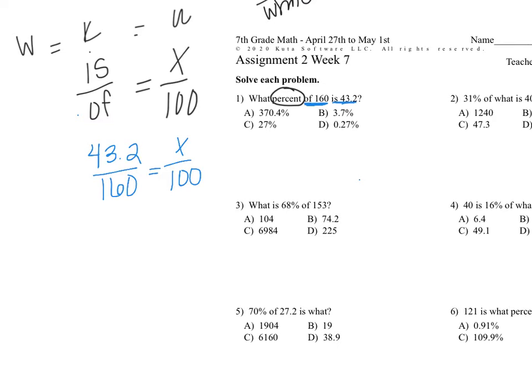And just like assignment 1, this is cross multiply and divide. So we're going to cross multiply 43.2 times 100. You can use mental math, you can use a calculator, whatever is easiest for you. So 43.2 times 100 is 4,320, divided by the number that's by itself, divided by 160, and that gives you 27%.